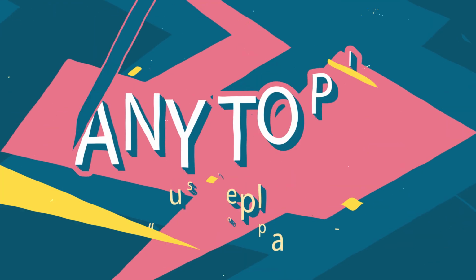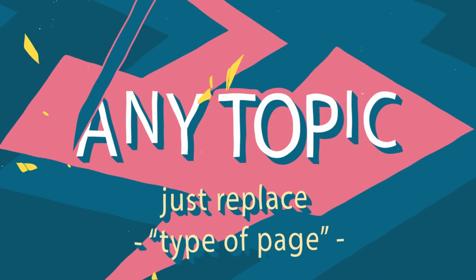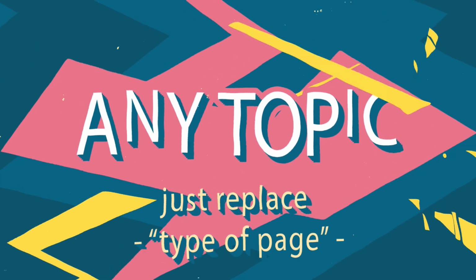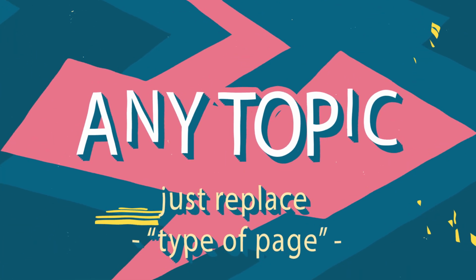The best part about this prompt is that you can adapt it for any type of page. Just replace type of page with the specific content you're working on. For example, you could use it for a product page about natural skincare products or a service page about web design for small businesses. So, there you have it, a quick and easy way to generate SEO-optimized headlines using ChatGPT.